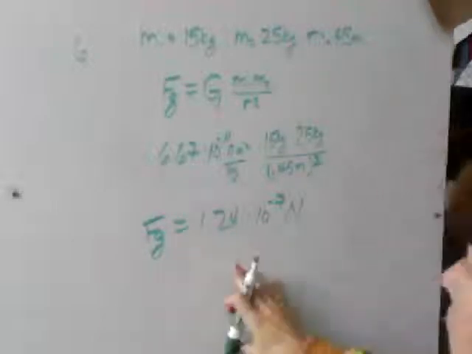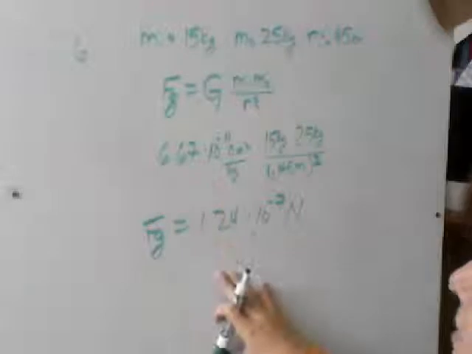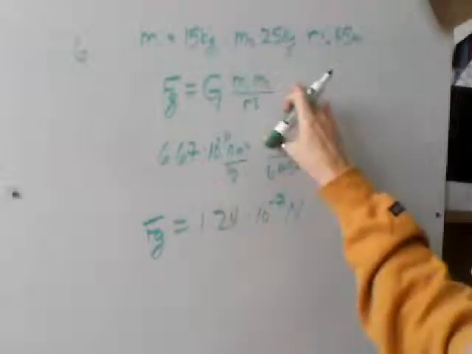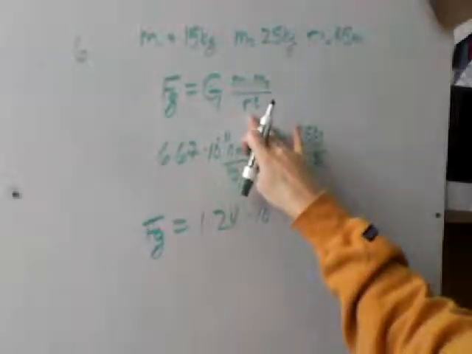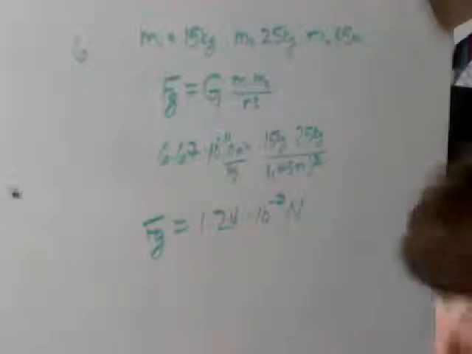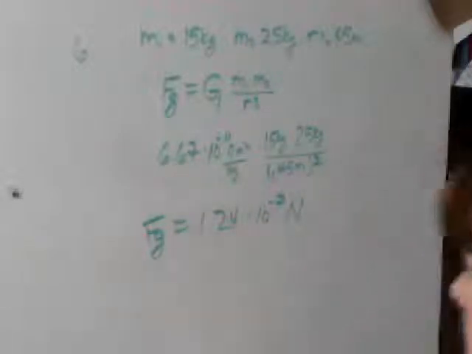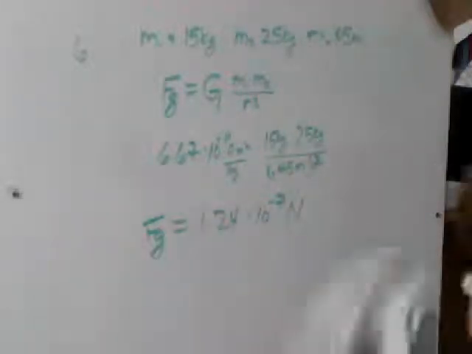So remember that when you're talking about the force of gravity between two objects, the masses are important, but even more important is the distance between them. Because that is squared, that's going to really affect the force of gravity.